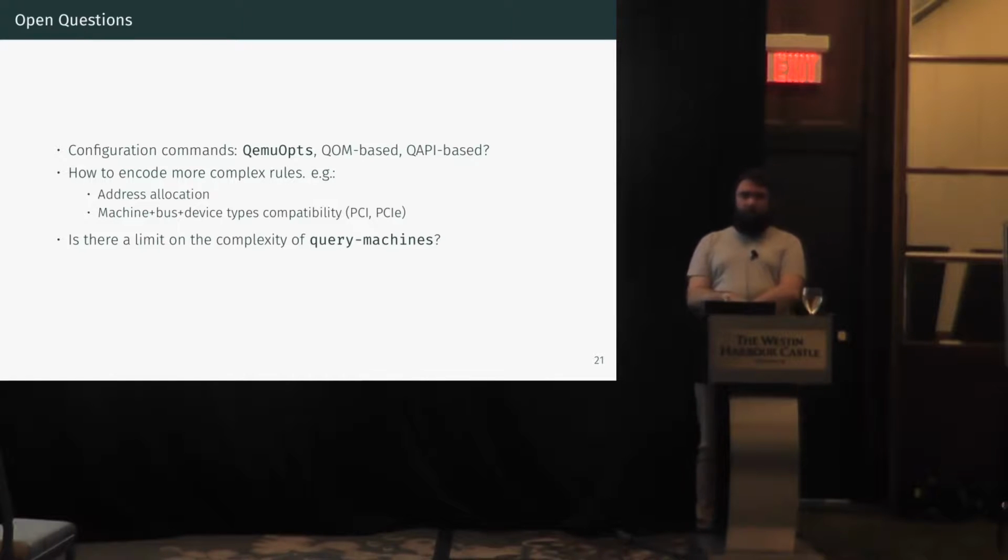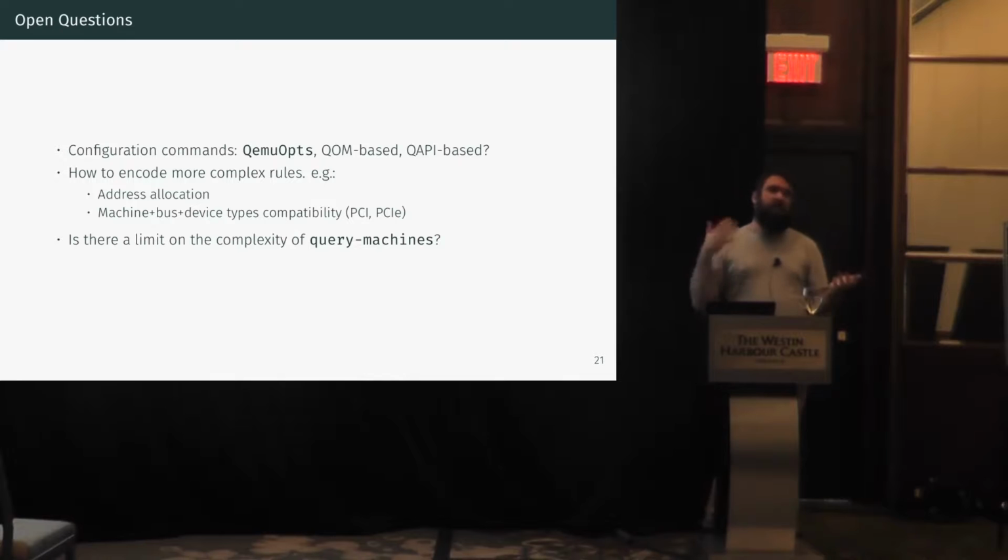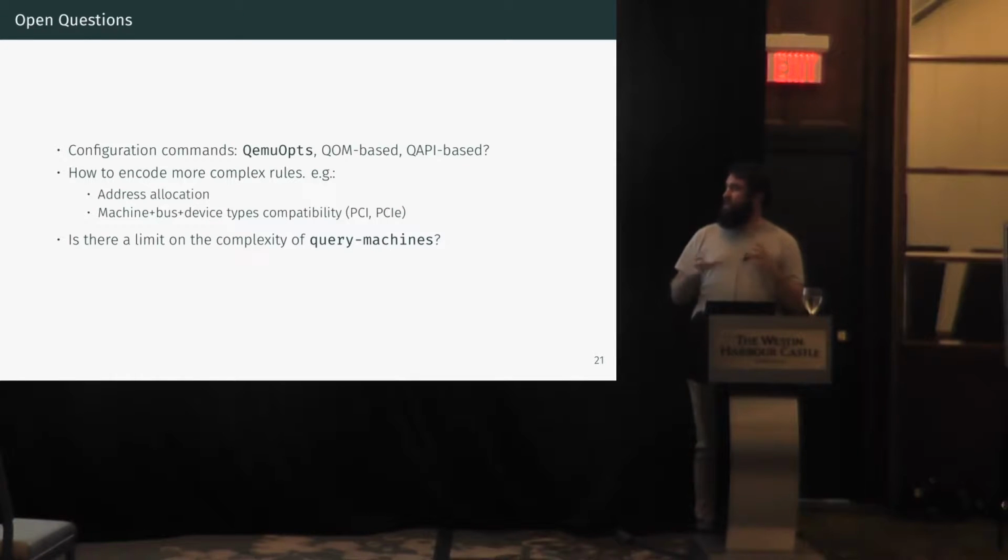And one big open question is how exactly we are going to encode those complex rules, especially the address allocation rules. Can we represent that as static data that's available in the very beginning, or should we make something more dynamic that would need to be queried later based on the VM configuration? So we need to find ways to encode that instead of just duplicating logic in QEMU and libvirt, and this is probably the hardest part.